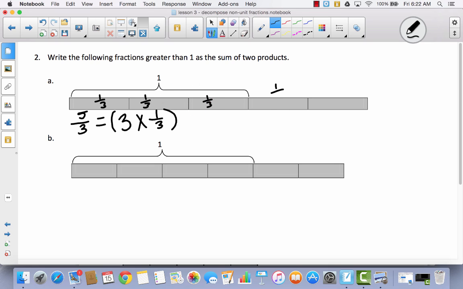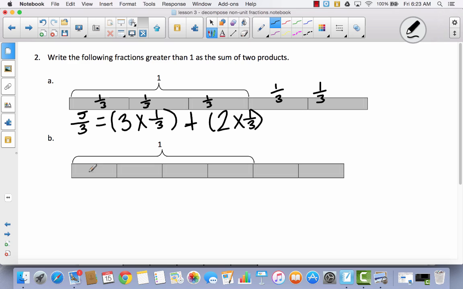And then down here, I've got 1/3 plus 1/3. So instead of writing that as an addition sentence, I'm going to add this to this multiplication sentence: 2 times 1/3. So I've got 3 times 1/3, that represents the whole, and then I've got 2 times 1/3, and that's what represents what's left over. Okay, let's try this one more time.